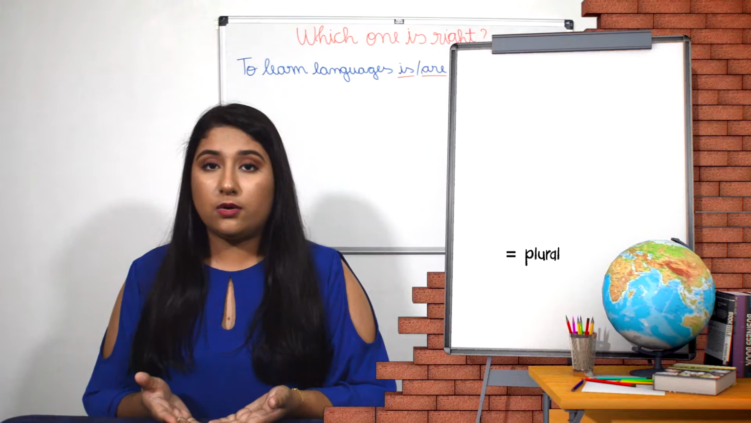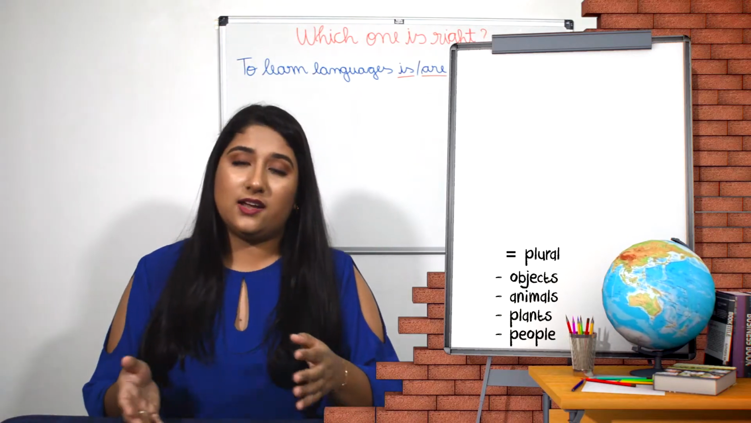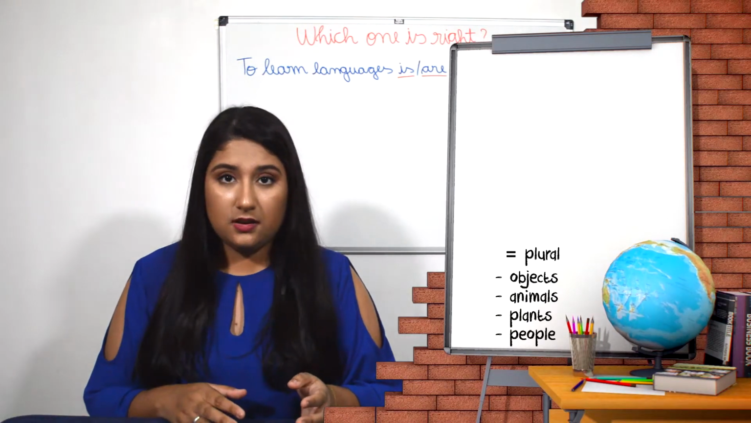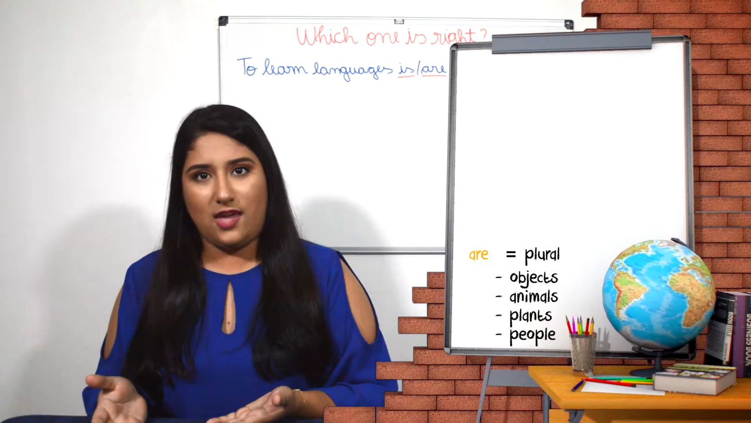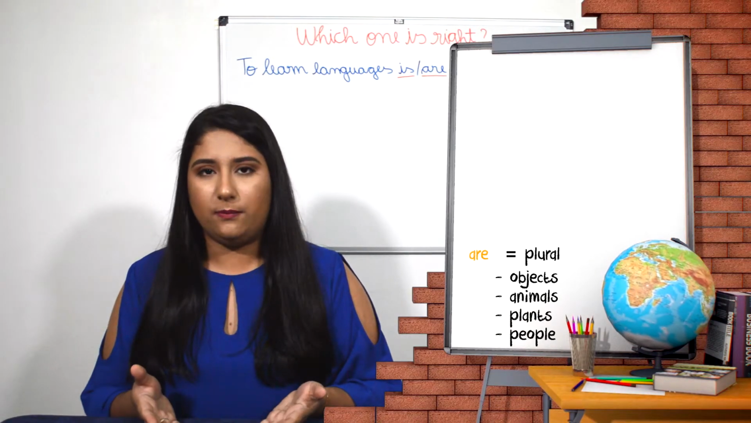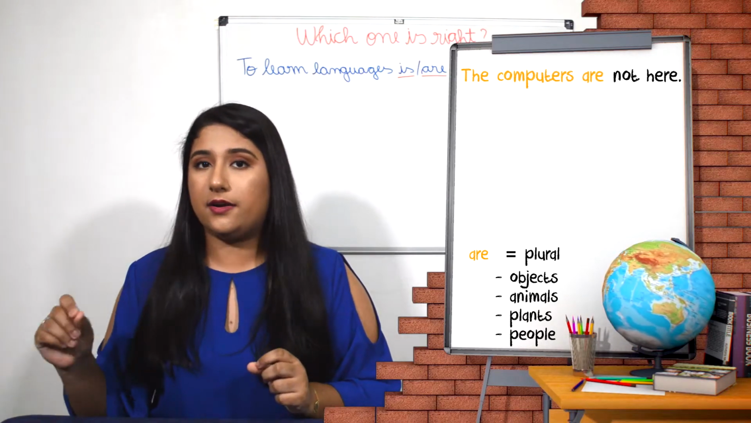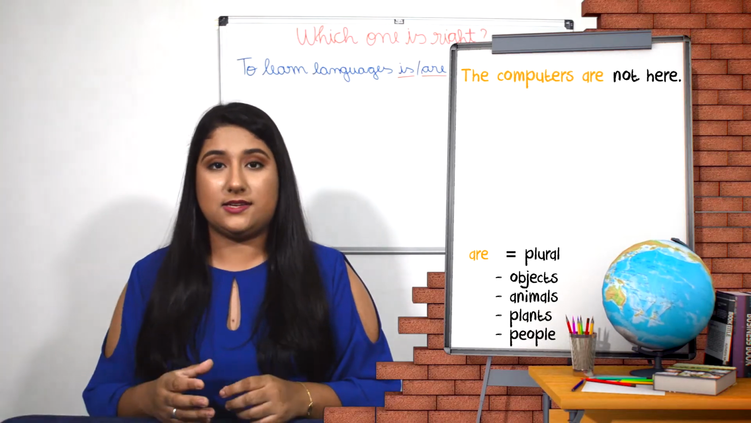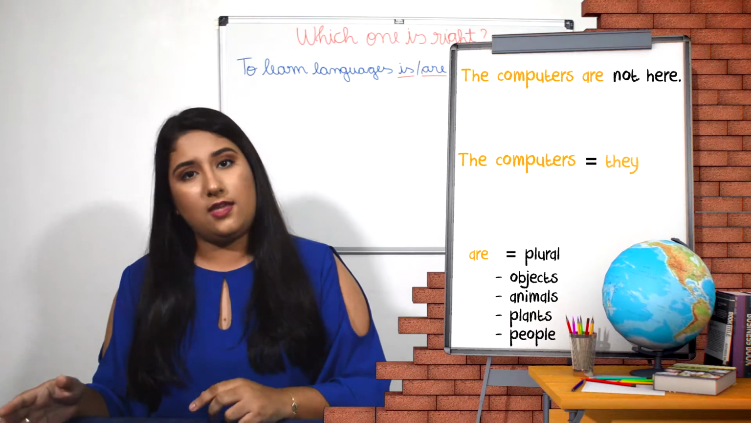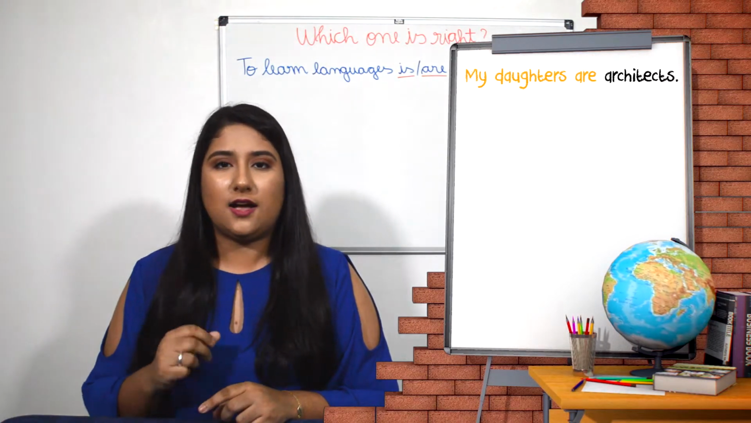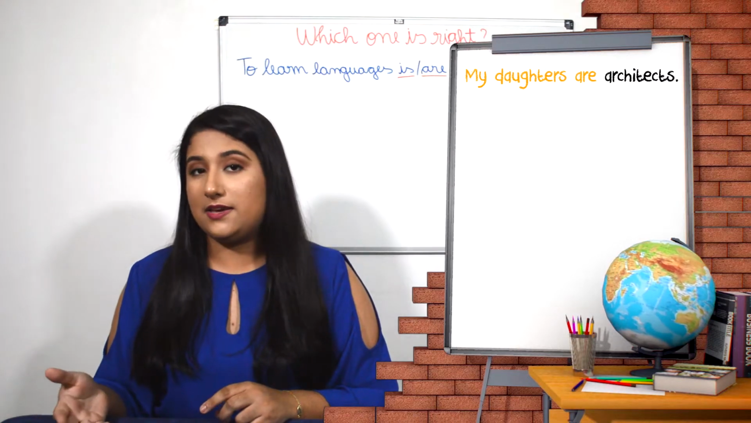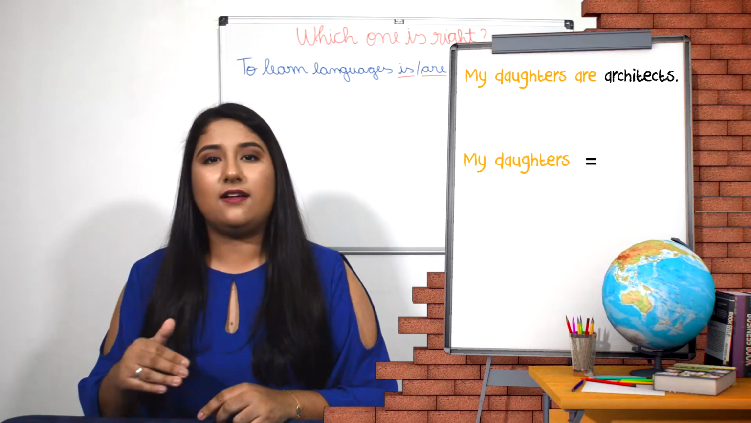And if it's plural, regardless of being an object, an animal, or a person, we'll always use are because we're saying they. For example, the computers are not here because the computers are they. Another example, my daughters are architects because my daughters are they.